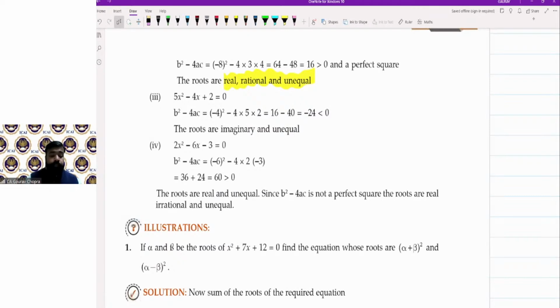Now the third one says 5x square minus 4x plus 2. So again we can check b square minus 4ac. So 16 minus 40. This time we are getting a negative number, that is less than 0. Since it is less than 0, then we can say that inside the root there will be a negative sign. So it is imaginary. So roots are imaginary and unequal.